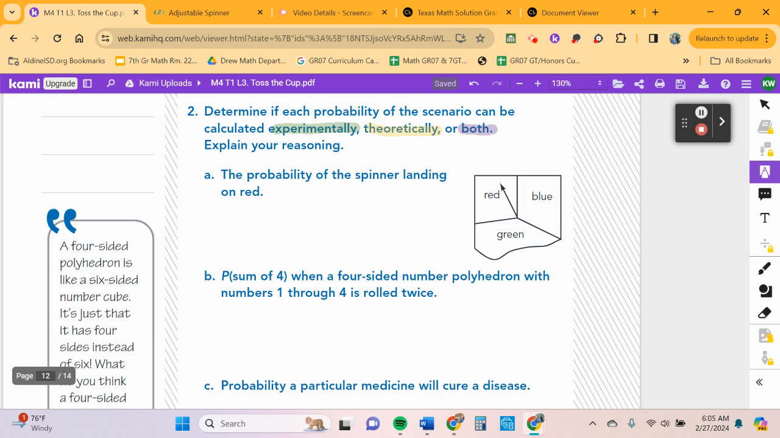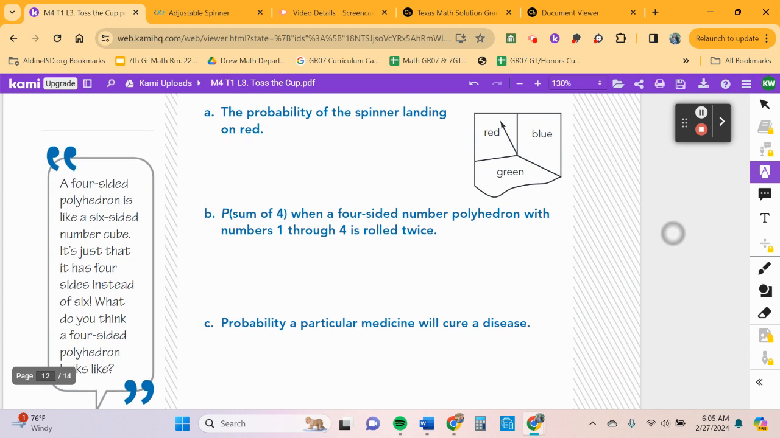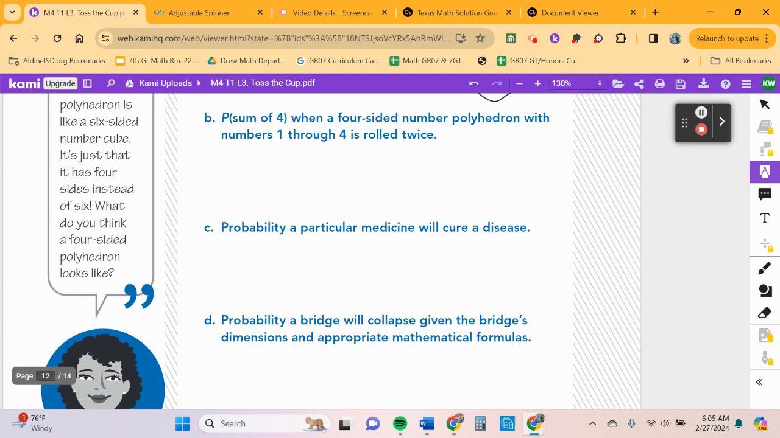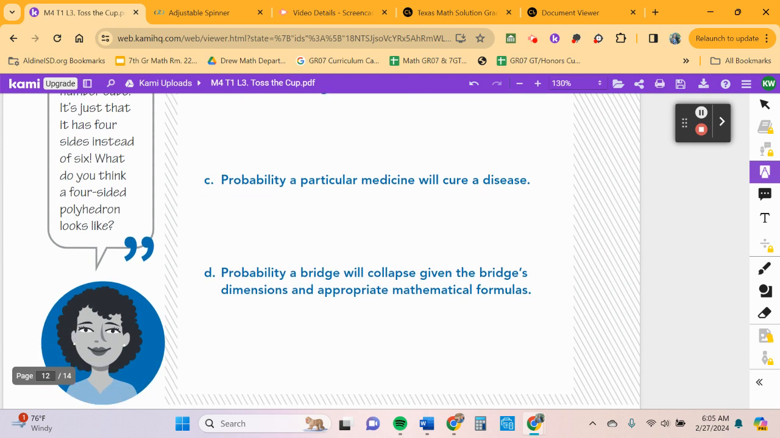So, can that be determined experimentally, theoretically, or both? Part B says the probability of the sum of four when a four sided number polyhedron with numbers 1 through 4 is rolled twice. C, probability a particular medicine will cure a disease. And scenario D, the probability a bridge will collapse given the bridge's dimensions and appropriate mathematical formulas.